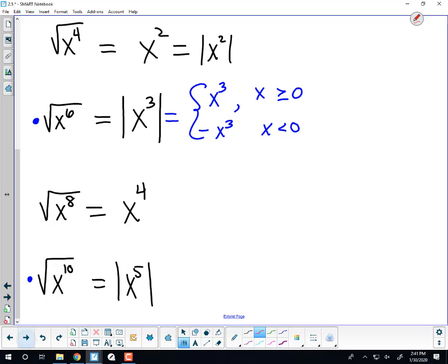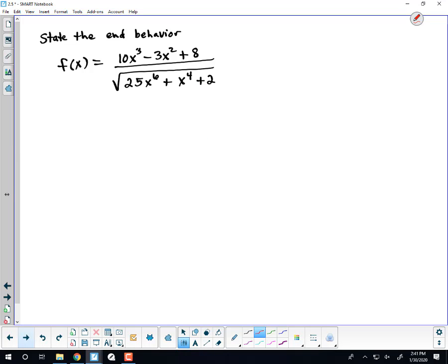Okay, so with that in mind, we'll look at this example. State the end behavior of this function. Again, it's not a rational function, so we need to look at both ends. Remember, rational functions are the only functions that we have where it's sufficient to look at just one end and not both. Any other functions, we've got to look at both. So the limit at positive infinity and negative infinity.